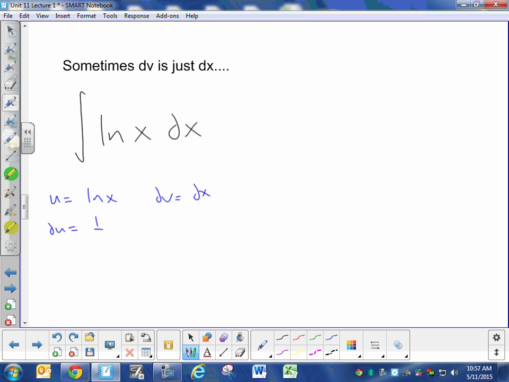du is 1 over x. v, what is the antiderivative of dx? x. Okay, using the rewritten equation for the antiderivative of this product, we can say the antiderivative of log x dx is uv minus the antiderivative of v du.